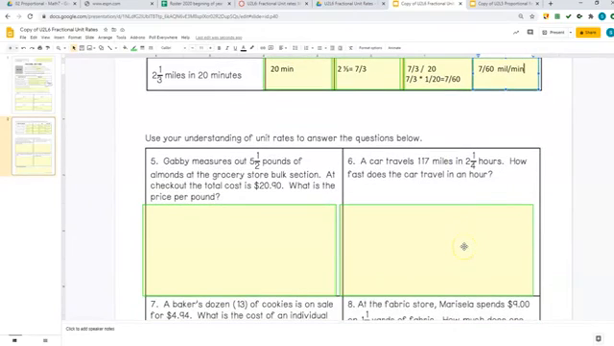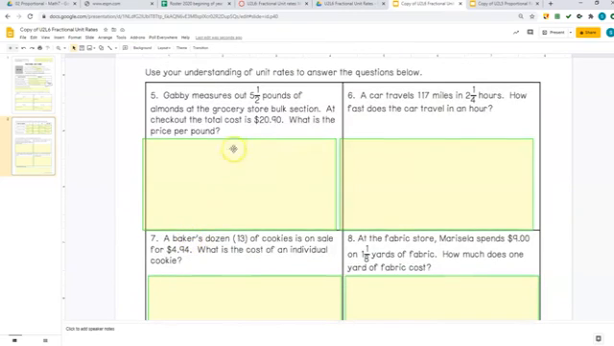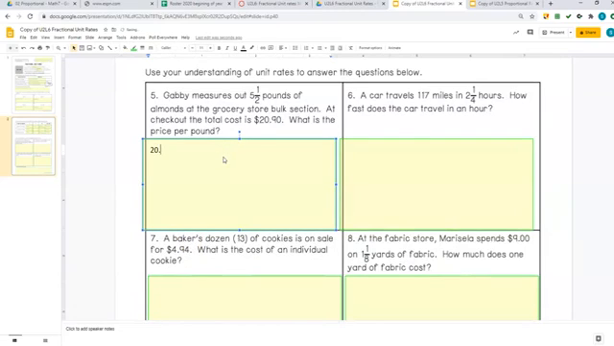Let's read through these scenarios and see if we can apply them. So what is the price per pound? Per is our ratio word. Price is going to go on top, and pounds is going to go on bottom. So when we're setting this up, this should be $20.90 divided by 5.5, which is 11 halves.